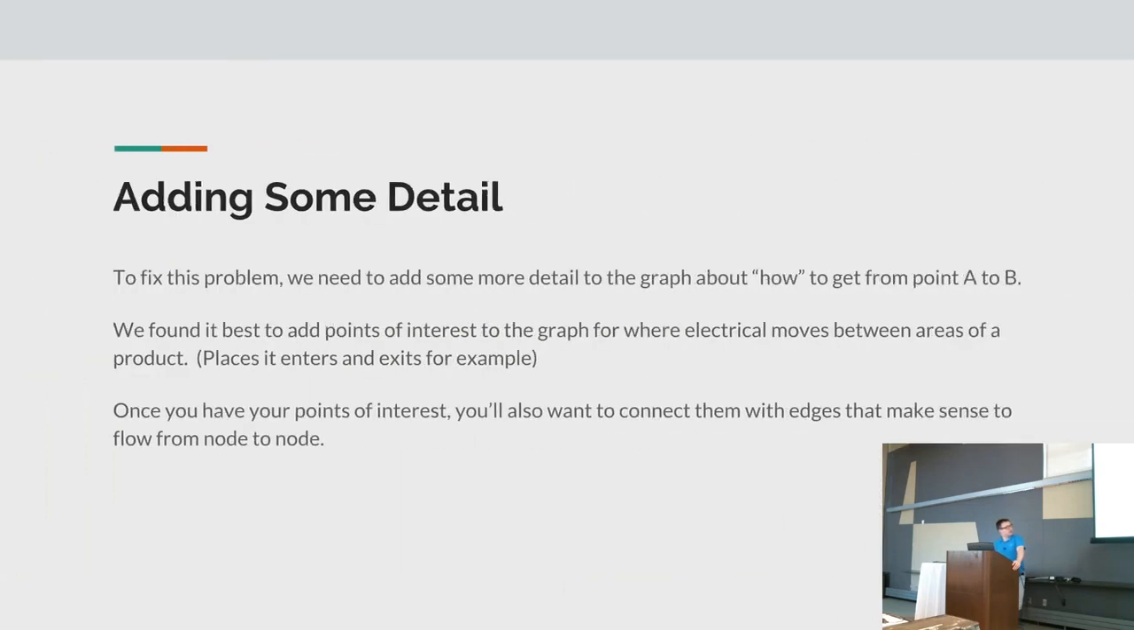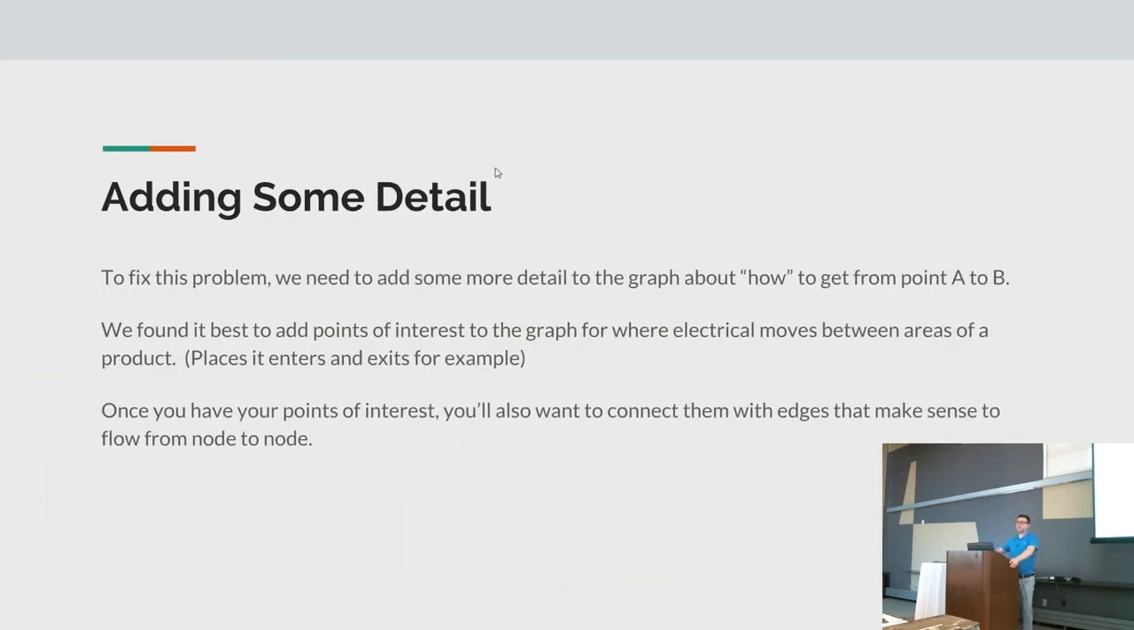So what we can do is increase the detail that we have on our graph. We can add in some points for how you actually get from point A to point B, instead of just saying go from point A to point B. Because as you know, if you open Google Maps, it doesn't give you the directions as the crow flies. You actually have to follow the roads to be able to drive.